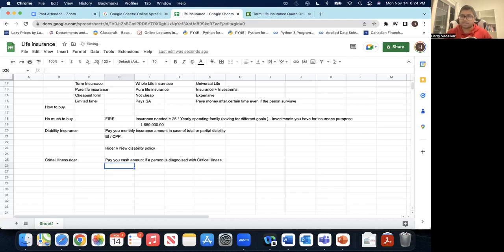So if a person gets diagnosed with a certain critical illness, they pay you cash amounts. For example, cancer is a big thing that people get it for. So if a person is diagnosed with cancer, then the insurance company will pay $50,000. That's the general rider that they get. So that money can be used for treatments and stuff.